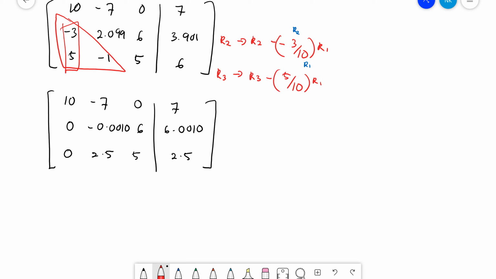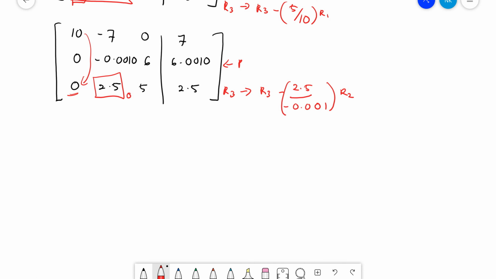Now you have to zero this one to get the upper triangular form. For R3's transformation, use R2 as your pivot equation. If you use R1, you will risk converting this value into something else. So for R3, minus 2.5 divided by negative 0.001, in brackets, times R2. Now when we use naive, this is going to result in a big value. Let me just calculate that: 2.5 divided by negative 0.001 is negative 2,500.